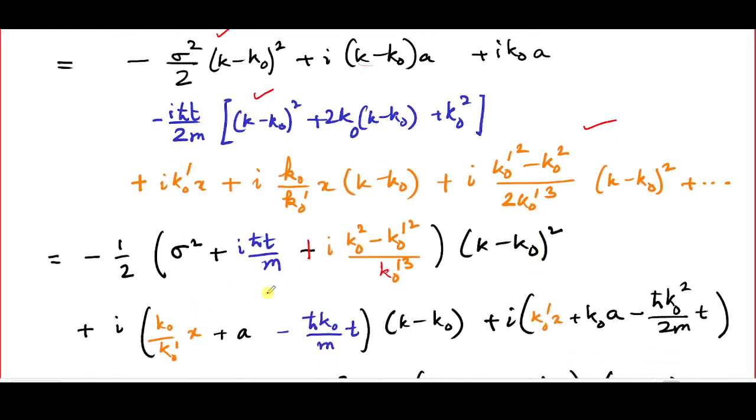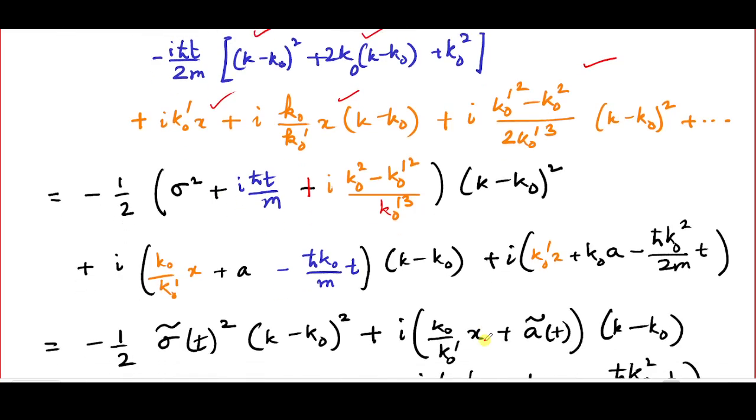The linear piece works out to be this one, and this one. That gives you the three pieces. And finally, the constant term works out to be i k0 prime x. This is a term which is independent of k minus k0, k0 a, and of course this term. So that's the full expression for the exponent up to quadratic powers in k minus k0.